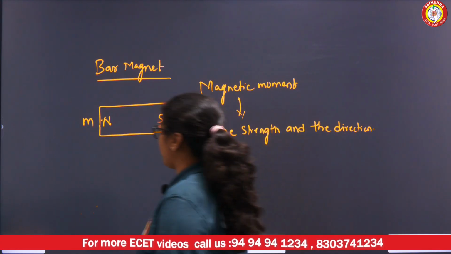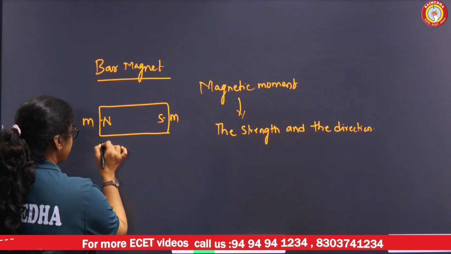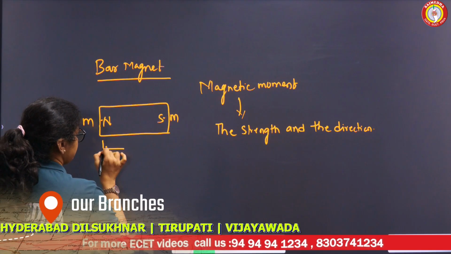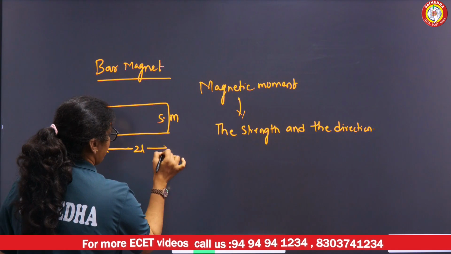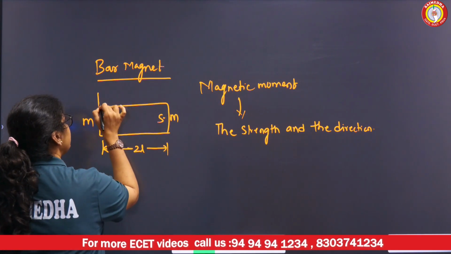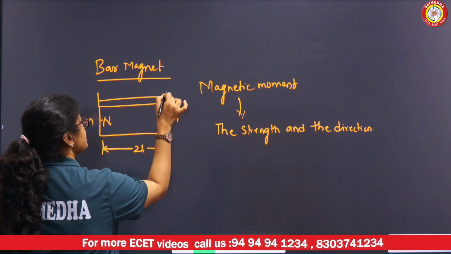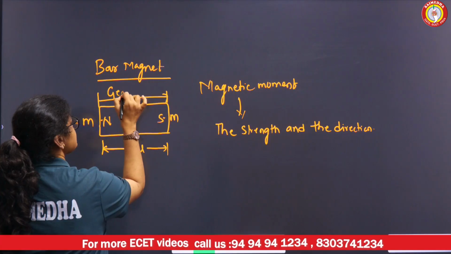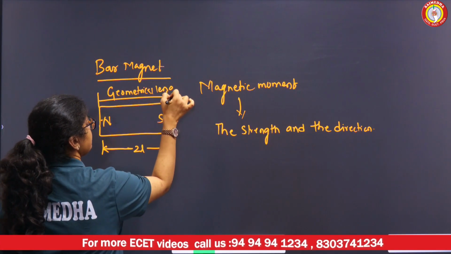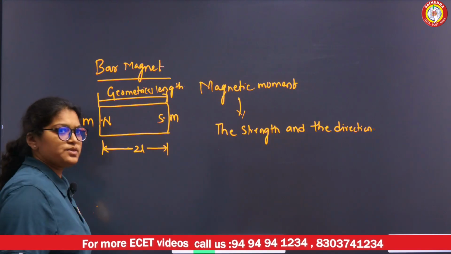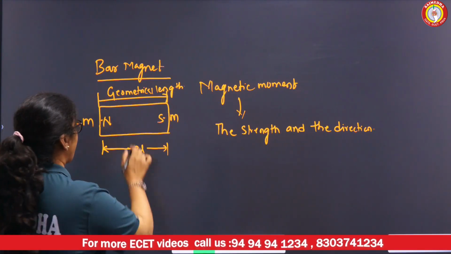Clear? Okay. And definitely we'll have some length. The length between these two poles is 2L. Clear? And between the two poles also we have some length, and that length is said as the geometrical length. Clear? Okay. Next. So now I have taken this bar magnet.